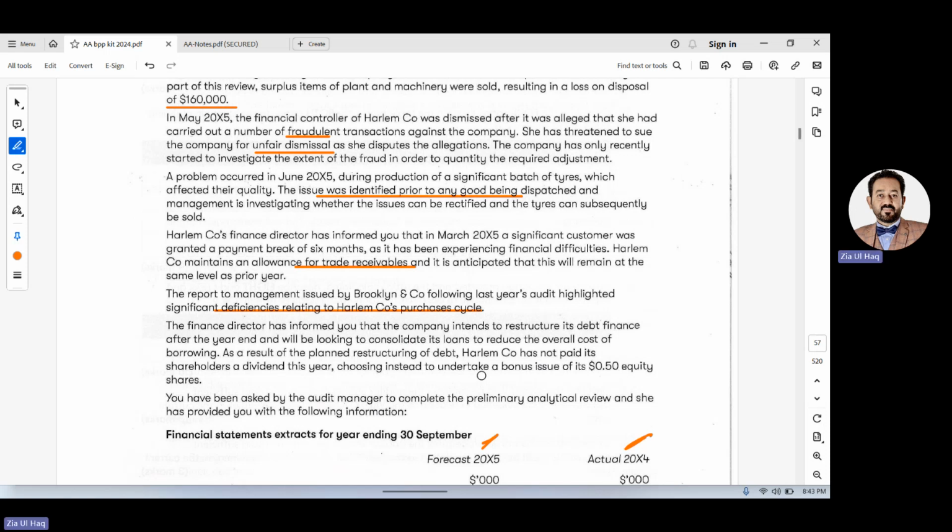Might be they want to renegotiate with the bank, might be the loan is due, but they are not able to pay. That's why they are going to restructure, renegotiate after the year end, and will be looking to consolidate its loan to reduce the overall cost of borrowing. Might be they are struggling to pay the interest rate. That's why they are going to renegotiate with the bank.